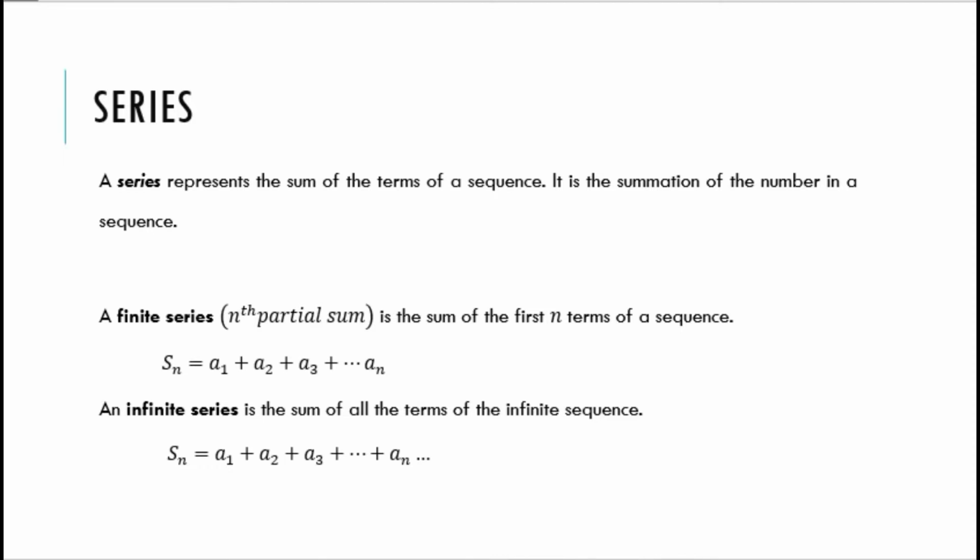So like sequences, we also have finite and infinite series. So here, a finite series or the nth partial sum is the sum of the first n terms of a sequence. So the sum of the terms is denoted by S sub n equals a sub 1, or the first term, plus the second term plus the third term plus so on until the last term, which is denoted by a sub n. So in this series, it is clear that we have the last term of this sequence. So in the infinite series, it is just the sum of all the terms of the infinite sequence.